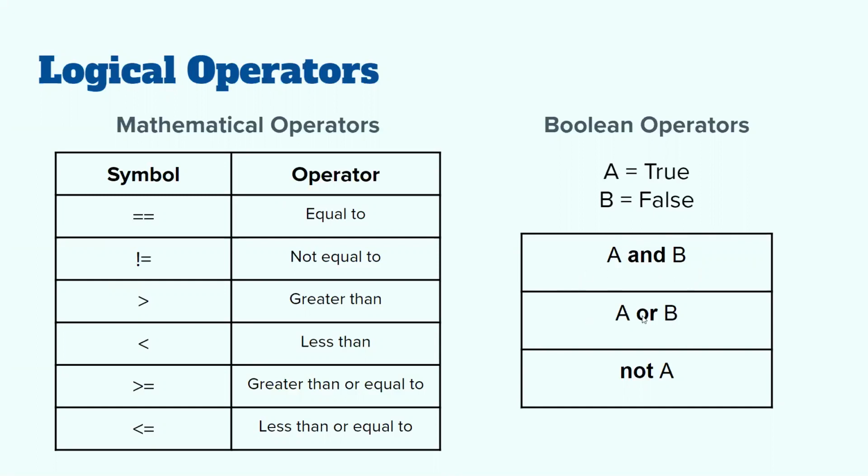So OR works a little bit differently. For OR, at least one of them has to be true, one of the sides. So here we have A is true and B is false. So that's good. The entire thing would become true because only one of them has to be true, at least one. Both of them can be true and it would also evaluate to true. So yeah, just be mindful of that.